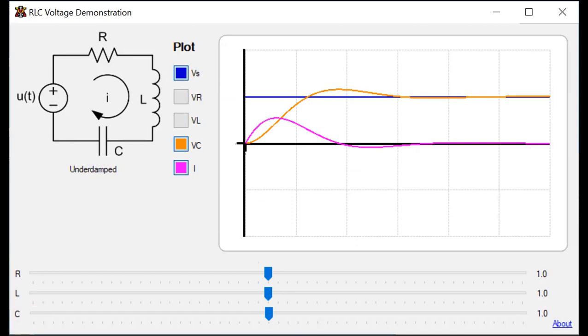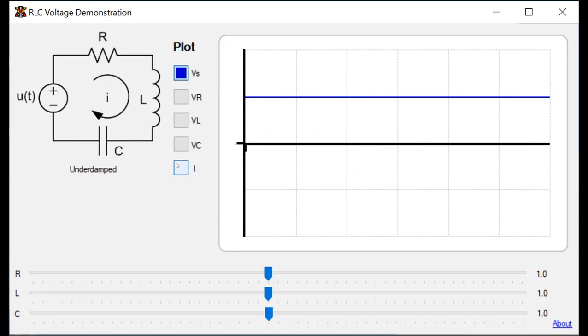Here's a circuit simulation of a second order circuit. I coded it in C#. It's got three components: a resistor, inductor, and a capacitor, and it's got this stepped voltage source. I'm plotting the voltage of the source, which is 0 for time less than 0, and then at time 1, it pops up to 1.